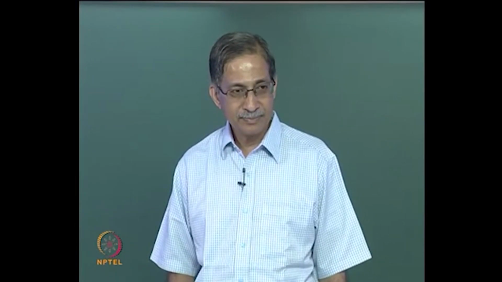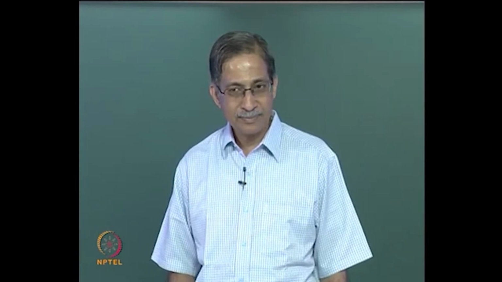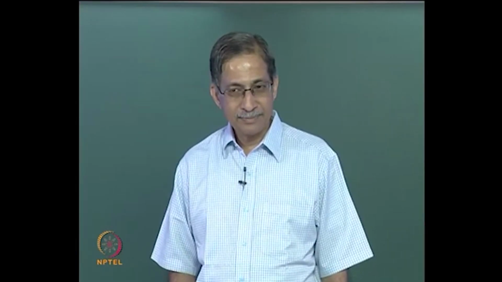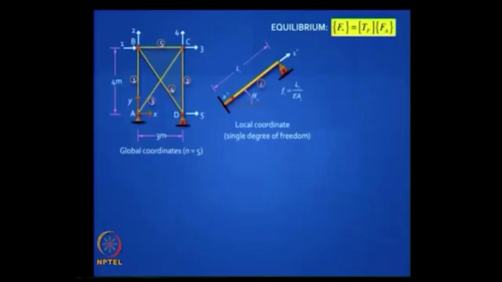How do you write the TF matrix? What do you need to do to generate the TF matrix? Apply unit load. How many of them? You answer the question that I have raised. What is the size of the TF matrix? 5 by 5. So far so good.